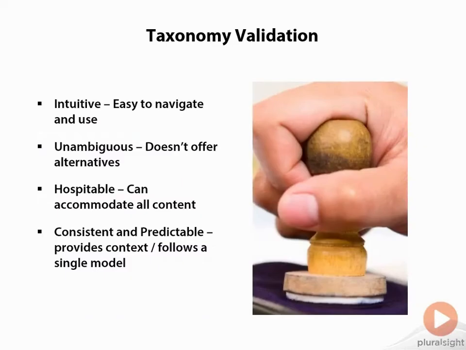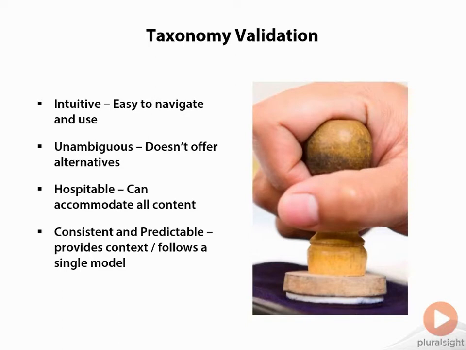No matter how you create your taxonomy, you need a way to validate it. How do you know whether your taxonomy is good or not? Well, we'll talk about card sorts some more, about a closed card sort and how that is the validation. But here are some really simple ways that you can try to validate your taxonomy. First of all, is it intuitive? Is it easy to navigate and use? Is it unambiguous? So does it offer alternatives or not?